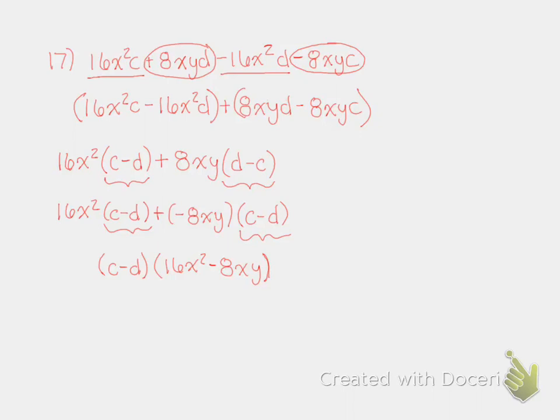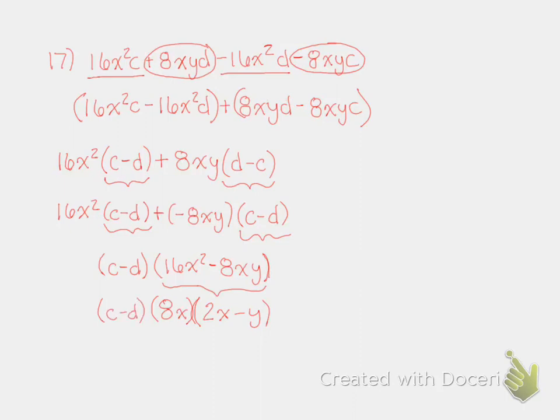Now, can this be factored more? Yes, it can. If we look at this 16x squared minus 8xy, what is the greatest common factor that you can factor out? I hope you're saying 8x. Okay, if you factor out an 8x, and we're just going to put that guy in parentheses, you're left with 2x minus y. And you have the c minus d in front.